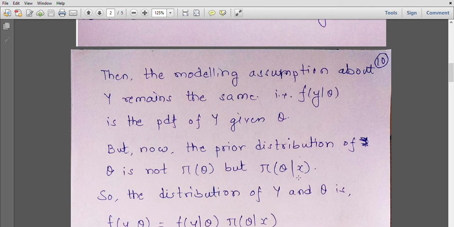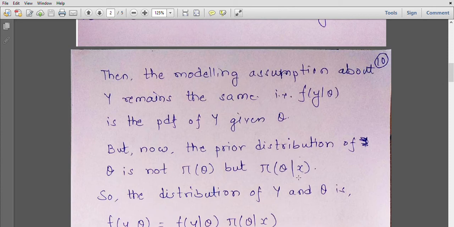Bayesian inference never discards the information got from the earlier data. Instead, it updates the distributions from prior to posterior, and the posterior then becomes prior for the next set of data. So this is how the Bayesian inference works.